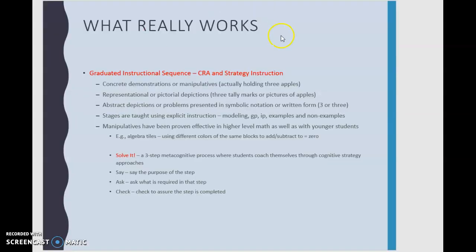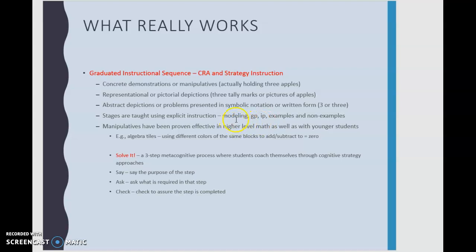So you want to think about what really works. Oh, by the way, any of these slides that are kind of different color, those are the ones from the presentation that I did, okay? So you want to think about using CRA, concrete representational abstract. So concrete demonstration or manipulatives, right? Actually holding 3 apples. Then maybe some representational or pictorial depictions, 3 tally marks or pictures of apples, and then the abstract depictions of problems. So just knowing what 3 means. So that is CRA instruction.